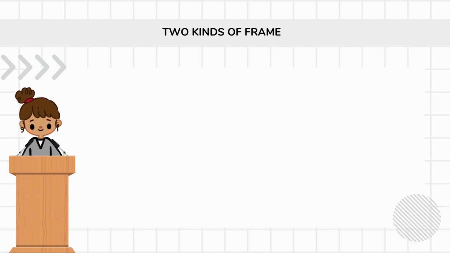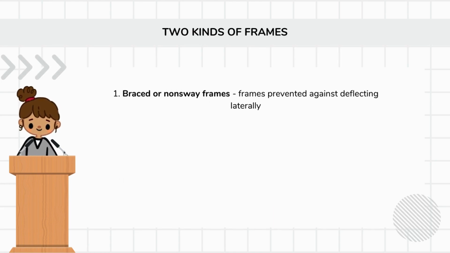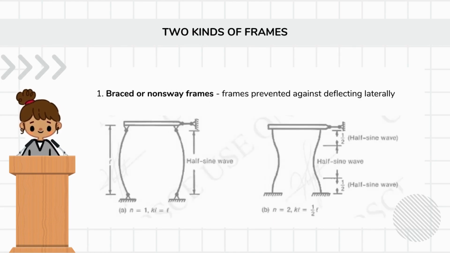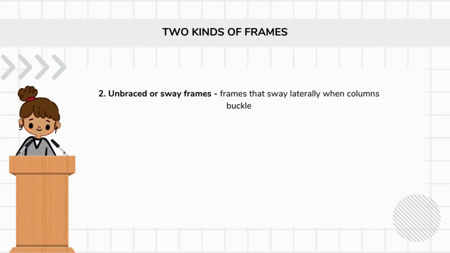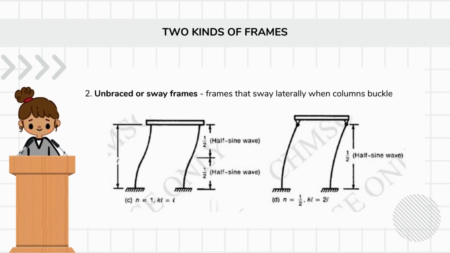There are two kinds of frames. First is the braced or non-sway frames, which is defined as frames prevented against deflecting laterally. These frames are stiff enough not to move laterally. This means that when axial load is applied to the column, it will not have lateral movement as the column bends due to axial loading. Second is the unbraced or sway frames, which is defined as frames that sway laterally when columns buckle. These frames are not stiff enough, which means that when axial load is applied to the column, it will move laterally. There will be deflection, which is caused by the movement of the floors.